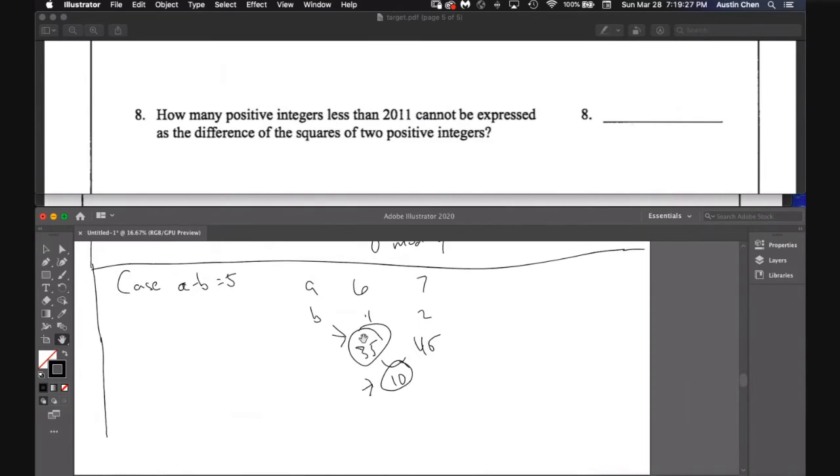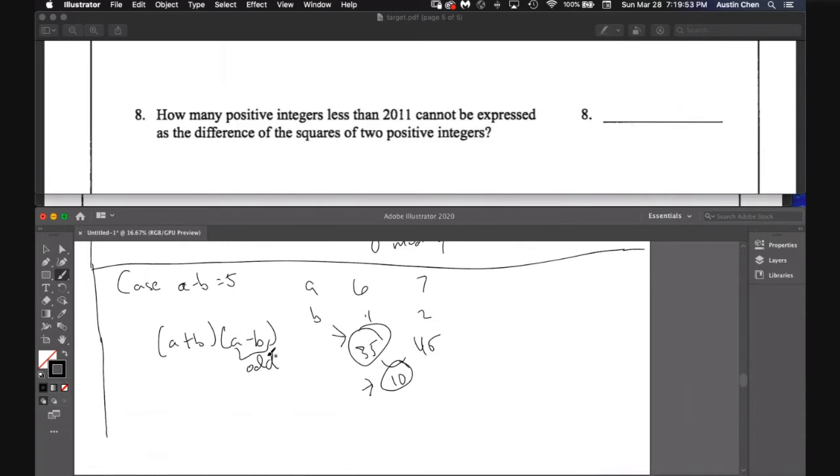Well, what is this number going to be? This number is going to be a plus b times a minus b, right? But we're going to take the a plus b and a minus b to be the first term that we list here. Now, you can see that in an odd number case where a minus b is equal to an odd number, this is always going to be odd.